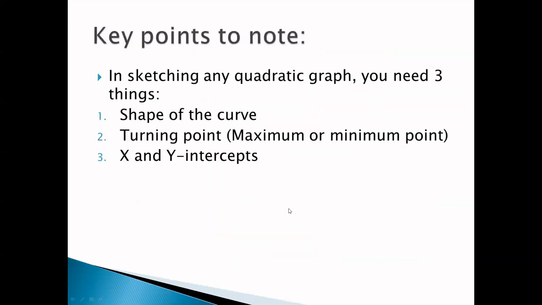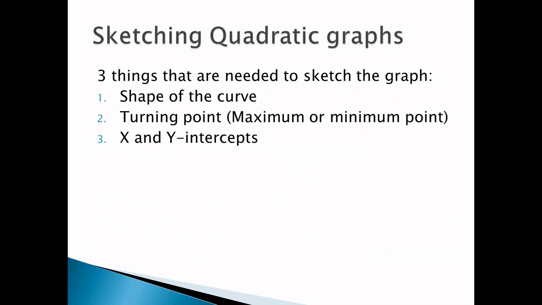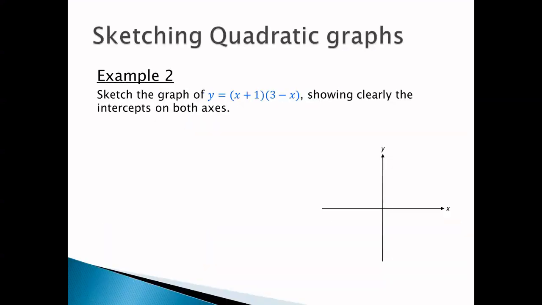So there are key points to note. In sketching any quadratic graph, you just need these three things, all right? You need the shape of the curve, whether it's a smiley curve or a sad curve. Smiley is a minimum curve and a sad curve is a maximum curve. Make sure you find the coordinates of the turning point and then the x-intercepts and the y-intercepts. So there are two types of questions that they can give you. One is in the completed square form and the other is in this format, where you're not going to complete the square.